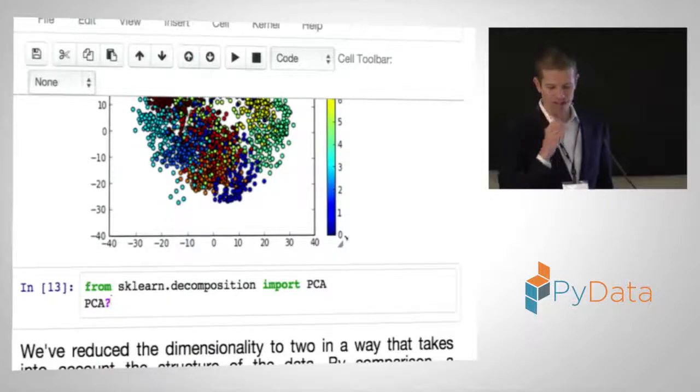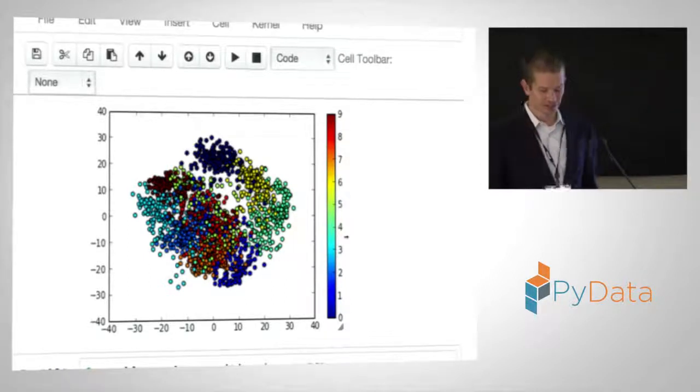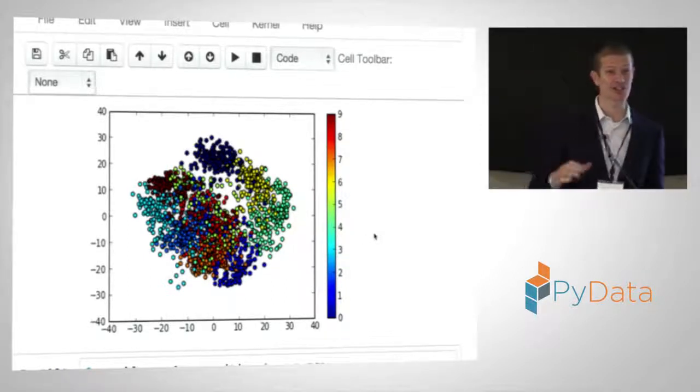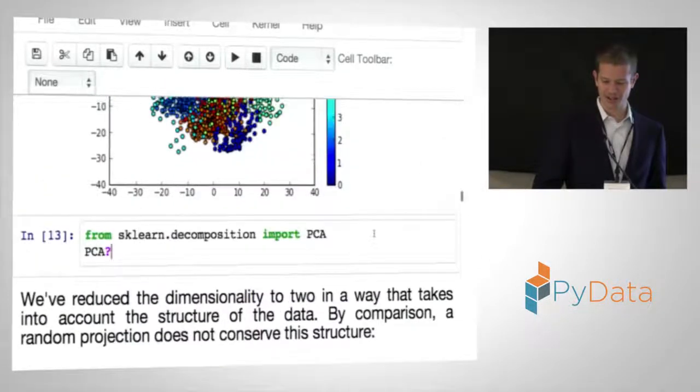And if you go on the scikit-learn website, there's an example of doing this with PCA and then also some nonlinear dimensionality reduction methods that actually separate the data even better. So that can be an interesting thing.